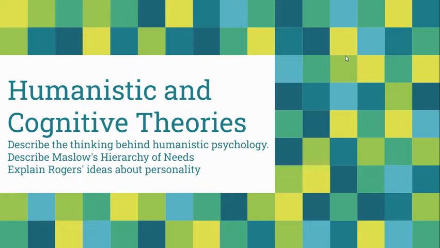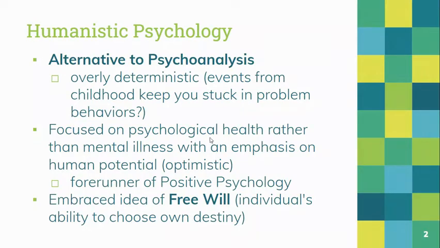We are going to be focusing in today on humanistic and cognitive theories, is the name of the section. We're really focused on the humanistic part of that. And so the first question that we're going to deal with is, what is the thinking behind humanistic psychology? We'll get into what that approach is all about. Then you should be able to describe Maslow's hierarchy of needs. And then last, we will talk about Carl Rogers' ideas about personality. So those are our three focus questions for today. So let's get into it.